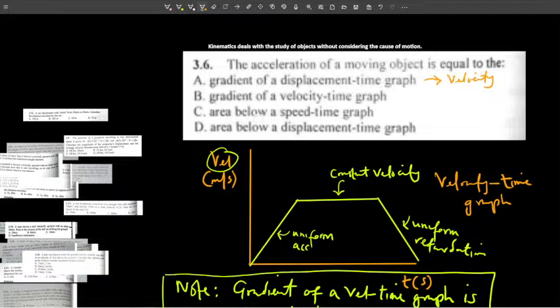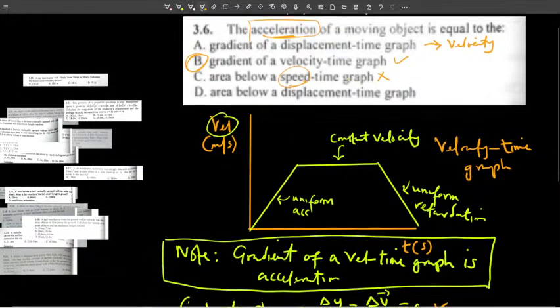The area below a speed time graph is also talking about distance. This speed time graph is not the same as a velocity time graph, because acceleration is a vector quantity, so you cannot say speed time. So this is very wrong. The gradient of a velocity time graph, yes, this is the answer. Some people want to go for C, but know that speed is not a vector quantity, but acceleration is a vector. So we have to go for velocity and not speed.